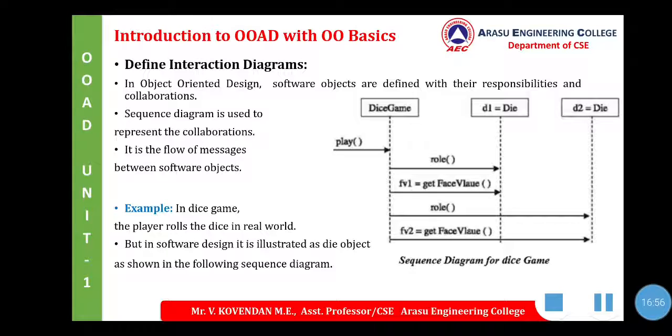In this interaction diagram, in object oriented design, the software objects are defined with their responsibilities and collaborations. For this we are using the interaction diagram called the sequence diagram. The sequence diagram is used to represent the collaboration, meaning that every sequence of the action will be taken here and represented in this diagram. It is the flow of messages between the software objects, how they interact with one another.